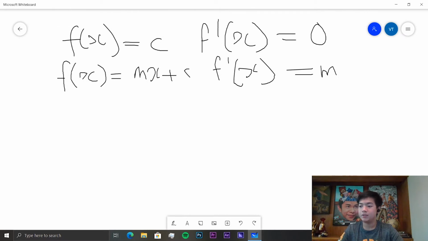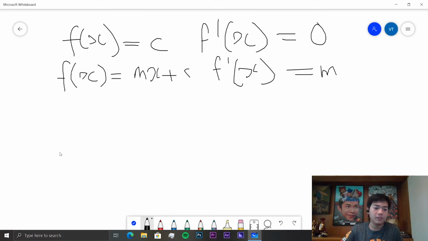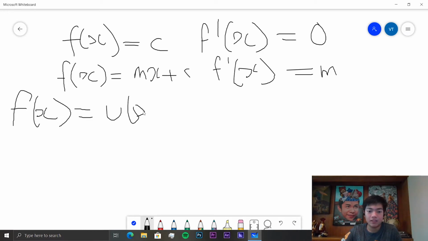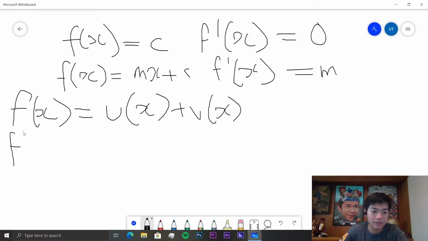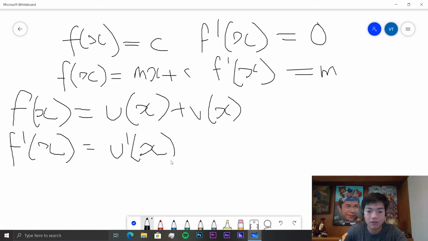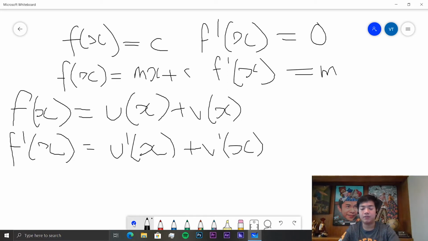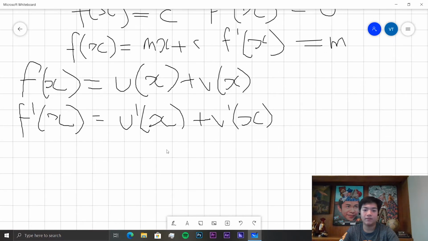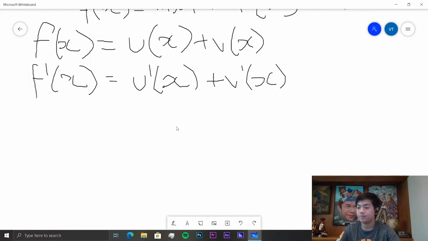Now we need to get a bit more complex so we can differentiate more functions. First of all, there's something called the sum rule. If we have a function equal to two different functions added together, say u of x plus v of x, then the derivative, f prime, will be equal to the sum of the derivatives as well. That's a neat little trick we can use when solving functions that are composed of other functions added together.